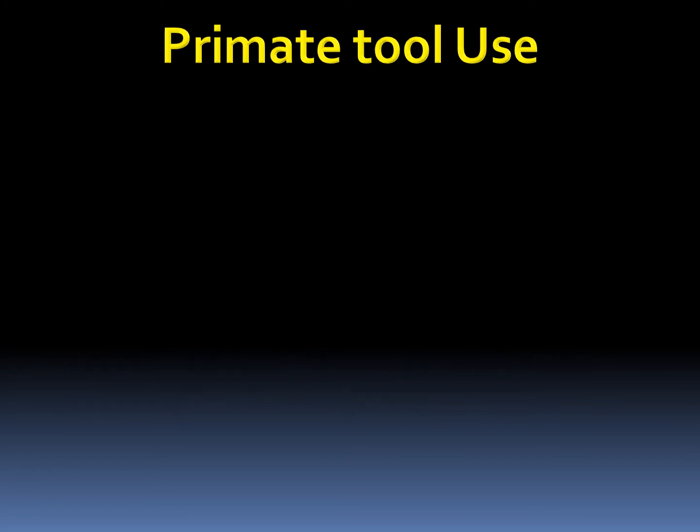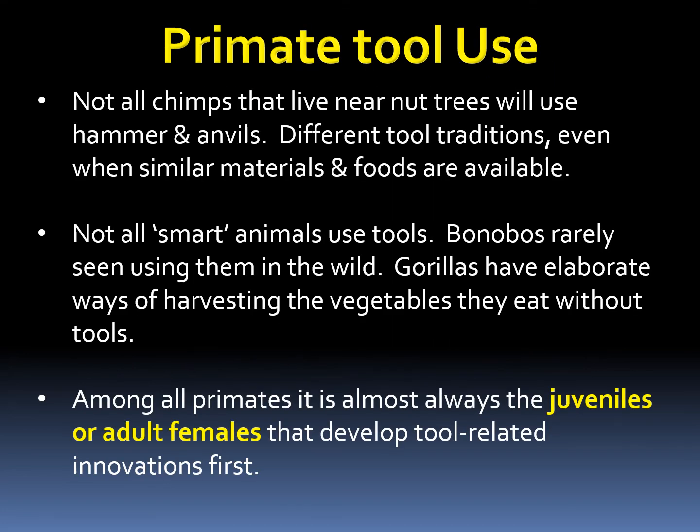So not all chimps that live near nut trees will use hammers and anvils, so there's a difference in tool traditions, even when similar materials and foods are available, right? So not all smart animals use tools. Bonobos are rarely seen using them in the wild, and gorillas have elaborate ways of harvesting the vegetables they eat without using tools. So tool use is not universal amongst the higher intelligence apes.